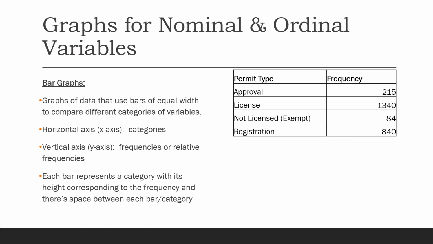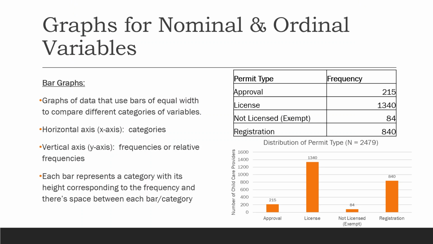So each bar is going to be referenced by the category listed on the horizontal axis, your x-axis, and then the height of each of those bars, as you can see, is going to be the relative frequency. And so I have this bar graph here. So it's maybe a little easier to see that the license is the mode. The category of least frequency is the not licensed or exempt providers. And so you can gather a lot of information from this graph as well.